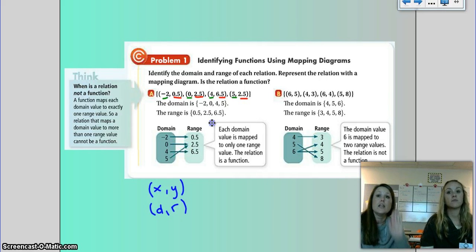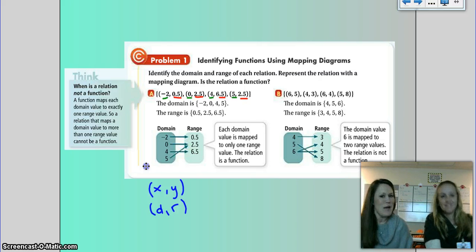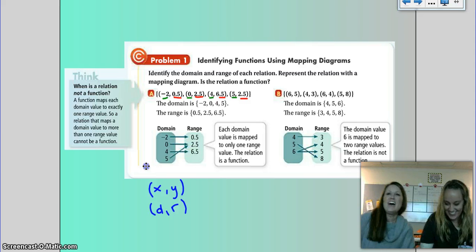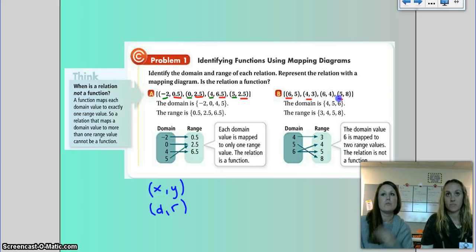First of all, each one of those domain values is paired with exactly one range value. Correct. So each input has one output. We've heard that before. Sounds like a function. Bingo. Okay, so then in number B, you can see the domain is the first numbers listed. We have 6, 4, 6, and 5. 6 is a repeat offender, so we just write 4, 5, 6. My range is 3, 4, 5, and 8, which again are listed in numerical order.